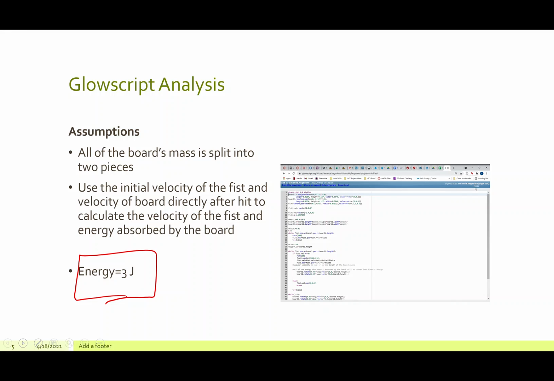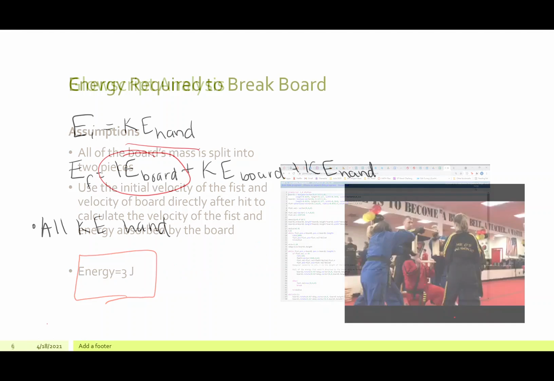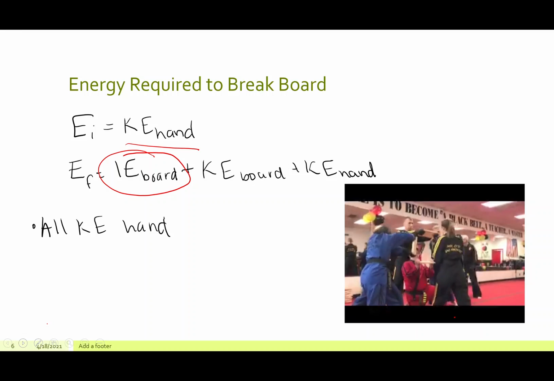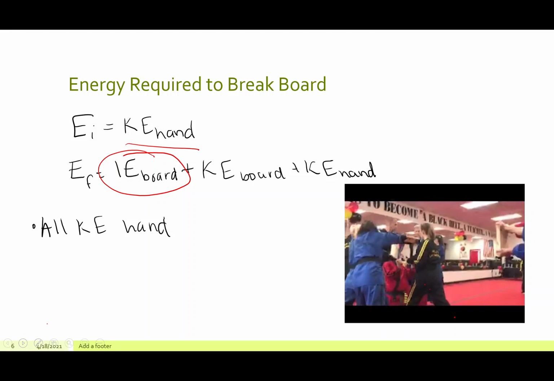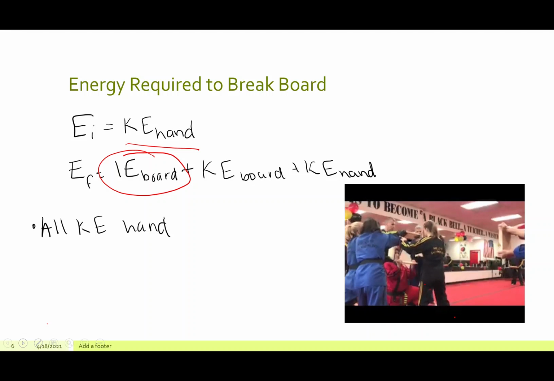We calculated that my fist and the board lost 3 joules of kinetic energy, meaning 3 joules of kinetic energy were absorbed as internal energy and were used to break the wood. We did this by using an energy analysis. We calculated the total kinetic energy of my fist initially, and subtract the final kinetic energy of my fist as well as the final kinetic energy of the boards, assuming all other energy is absorbed by the board in the break.